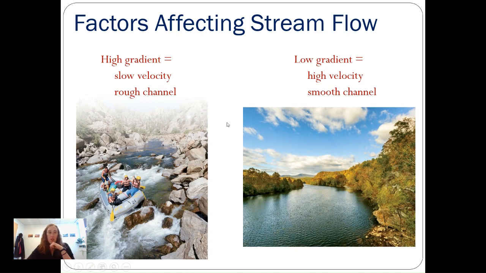Just to give you an example, if you have a steep slope stream, it's going to have a lot of boulders in it. You'll have white water conditions. It'll have a slow velocity, so the water looks like it's flowing fast, but it's not actually flowing as fast because it's got a lot of obstacles in a rough channel to navigate around. And then a low gradient or flat slope river or stream will look more like this one on the right side. So it's wider, it's deeper, it's actually flowing faster because it doesn't have any obstacles to slow down the flow.